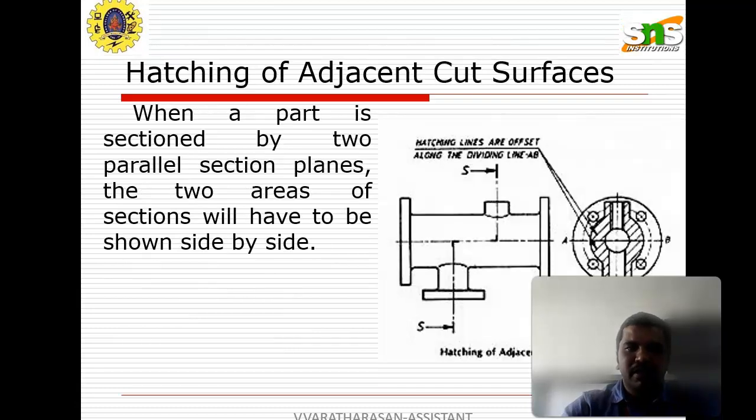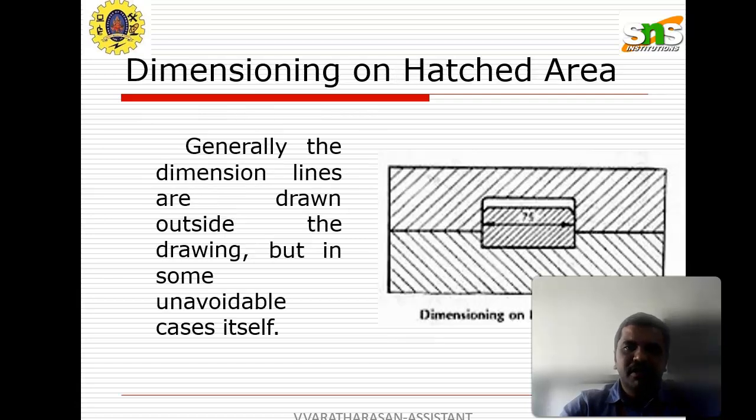So here is the hatching of two adjacent cut surfaces. Adjacent surfaces will be different from the cut surfaces. When the part is sectioned by two parallel section planes, then the two areas of the section have to be shown side by side, okay? So here the two sections will be represented in the diagram, hatching of the adjacent cut surfaces. Dimensioning of the hatched area will also be represented in the diagram.